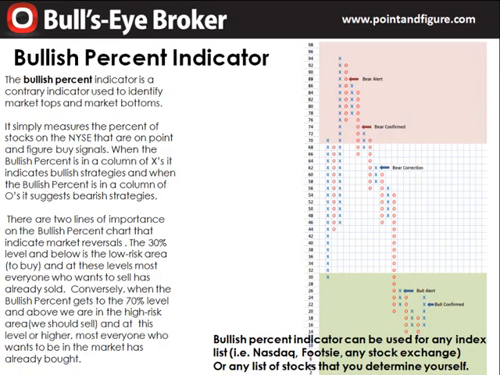The 30% level and below is a low risk area, and at these levels, most everyone who wants to sell has already sold, which would indicate that it might be a good time for a market reversal and one might want to go long or buy. Conversely, when the bullish percent gets to 70% and above, we are in an area which we call the high risk area. We should sell, and at this level or higher, it's most likely that everyone who wants to be in the market has already bought. The bullish percent indicator can be used for any index, for example, the NASDAQ, FTSE, or any stock exchange or list of stocks that you determine yourself.